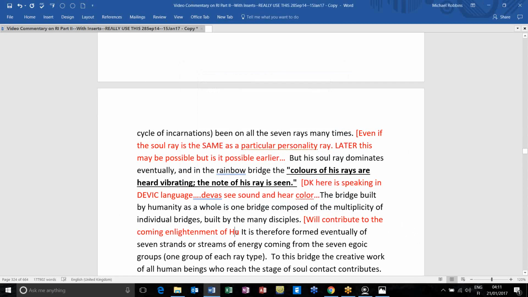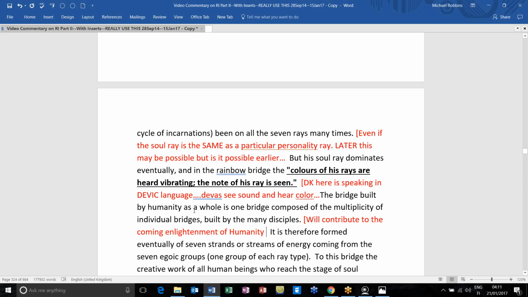Humanity. So this is the Great Bridge, the human bridge. Eventually it will become a project of the human race. It is therefore formed eventually of 7 strands or streams of energy coming from the 7 egoic groups, one group of each ray type. So this is an ultimate objective.